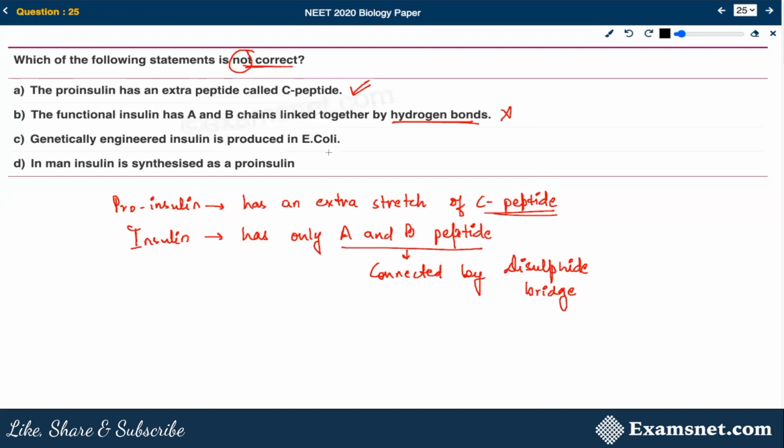Genetically engineered insulin is produced in E. coli. True. Again, this is also a correct statement. And in man, insulin is synthesized as a proinsulin. Again, this is also true. So the not correct statement turns out to be this one. That means option B. All right. So this is the not correct statement.